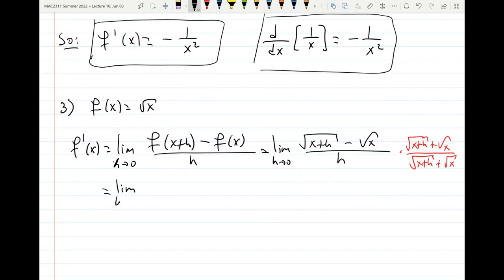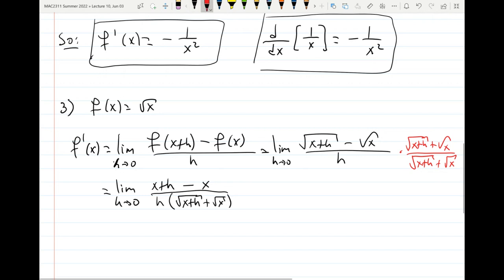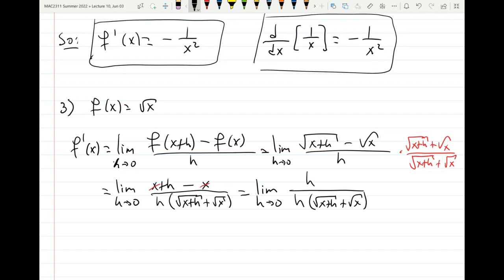And we do that to get rid of the radicals on top. So difference of squares in the top. So we're going to get x plus h minus x, the first term squared kills the radical, minus the second term squared kills the radical, over h times the square root of x plus h plus square root of x. X is cancelled. And then we get h on top, and then this product in the bottom. This is nice. H cancels out.